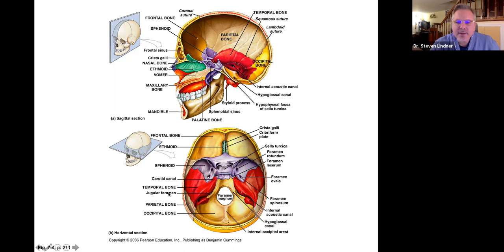Right here is another hole. Remember from the outside, there was the external auditory meatus. Well, from the inside, even if you look at the top half, there's the internal acoustic canal. So there's an external acoustic meatus or an external acoustic canal, and then there's an internal, which we can see right here.